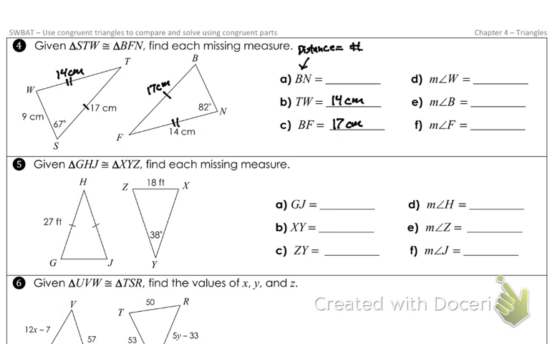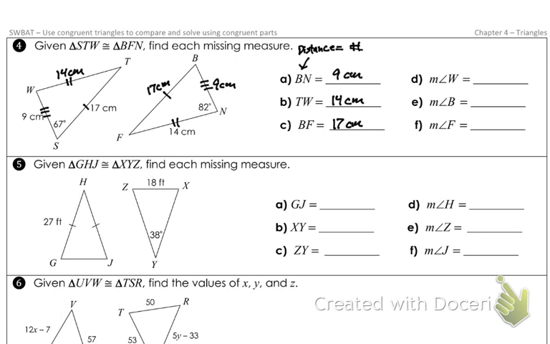Our last one is SW. SW, I'll put a triple tick mark. Bailey, SW is congruent to what line? BN. So we'll have our BN. All right, so we have a triple tick mark. So anything with triple tick marks has a 9 on it. That's 9 centimeters. So our BN is going to be 9 centimeters.